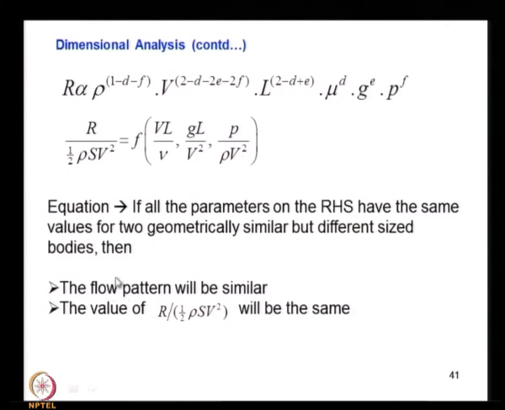So, the size and then the flow, if that is the case, the flow pattern will be similar around the model and ship, and the value of this also will be the same. If these values are the same for model and ship, the flow pattern also will be the same, and subsequently the resistance coefficient also remains the same for ship and model.